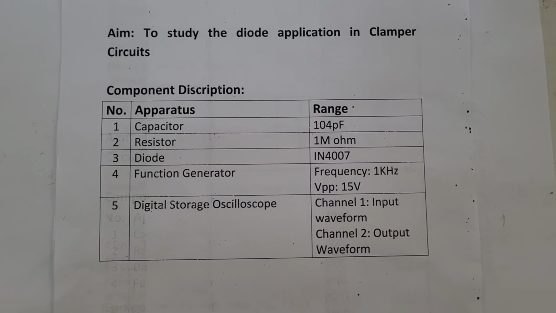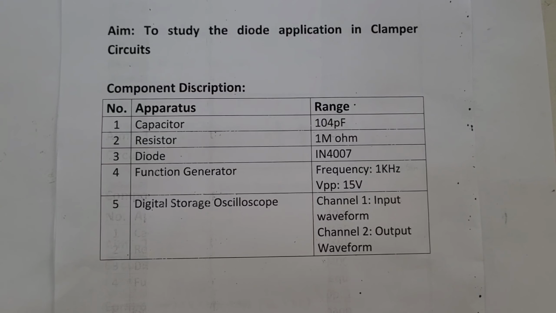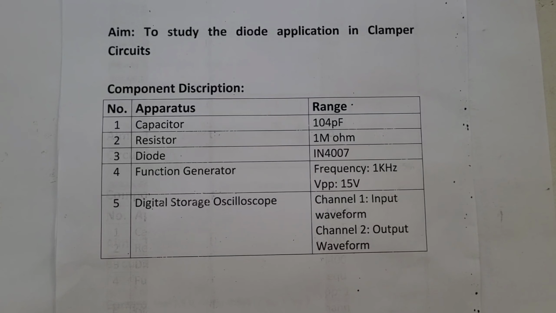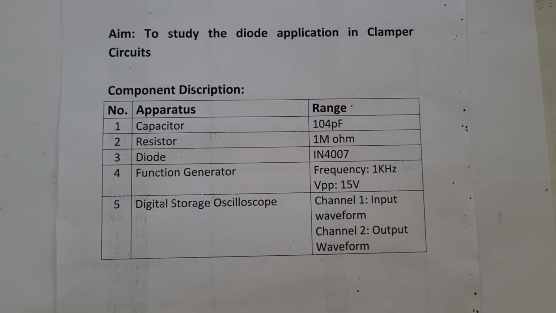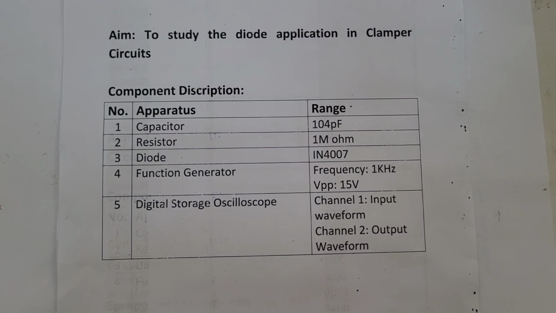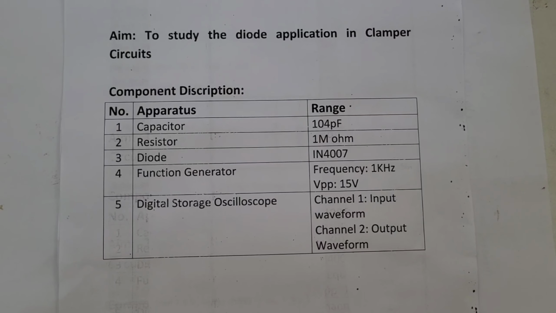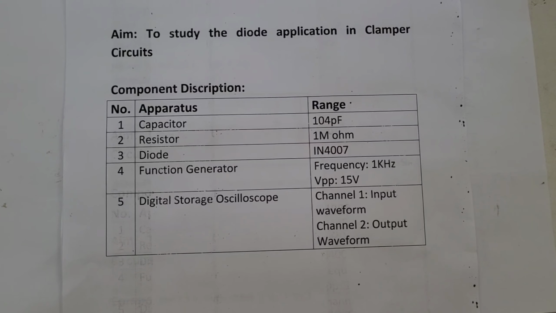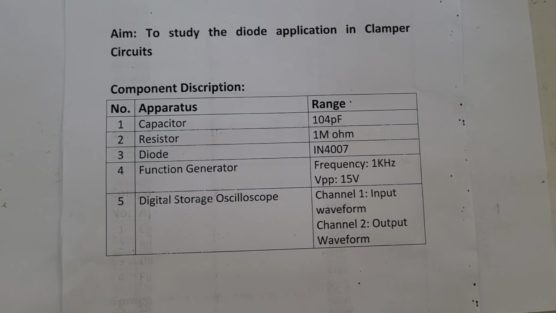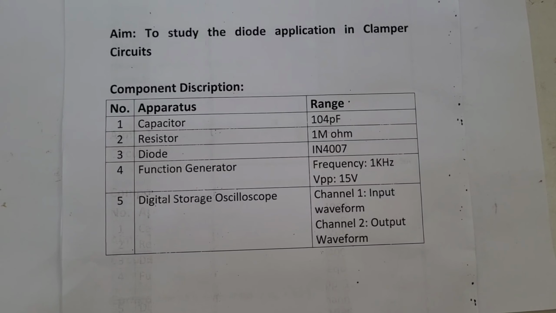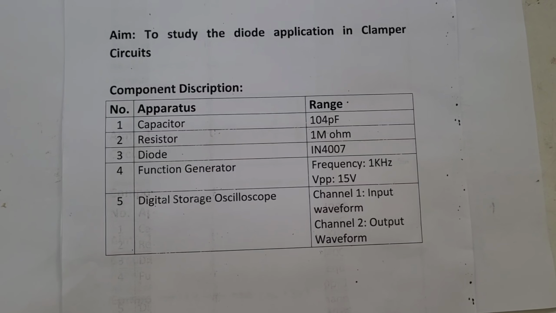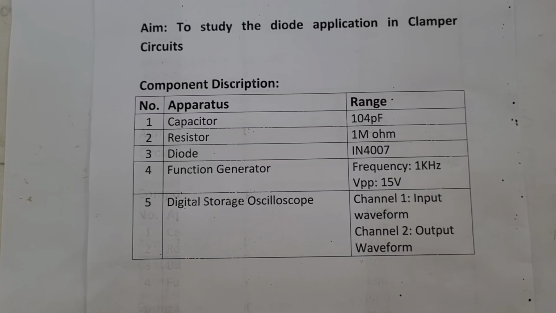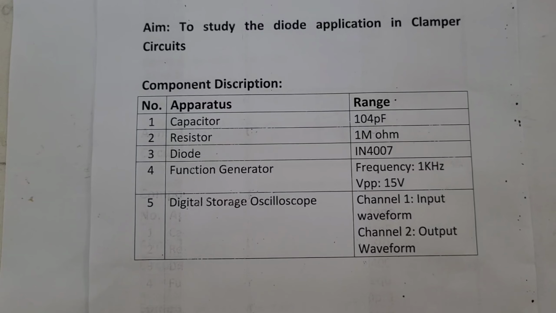The components required for this practical are a capacitor of 104 picofarad, a resistor of 1 mega ohm, and a diode IN4007. The function generator will be set to a frequency of 1 kHz sine wave and peak-to-peak voltage of 15 volt. A digital storage oscilloscope is used to observe the waveforms, where channel 1 shows the input waveform and channel 2 the output waveform. There are a total of 6 types of clamper circuits.